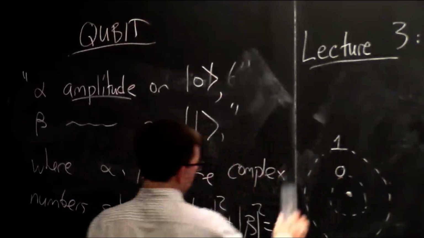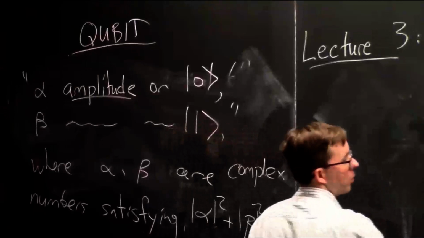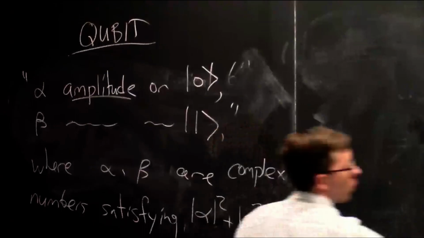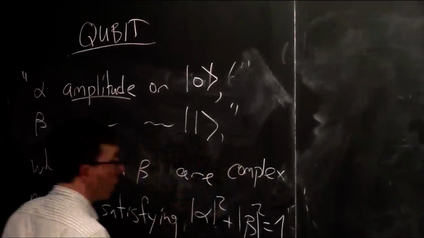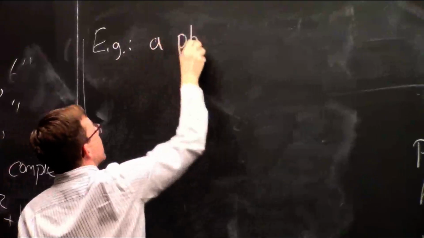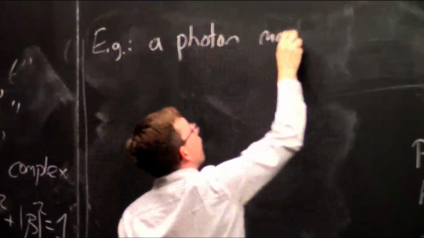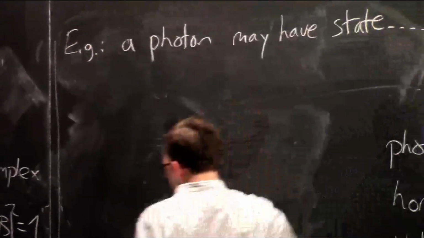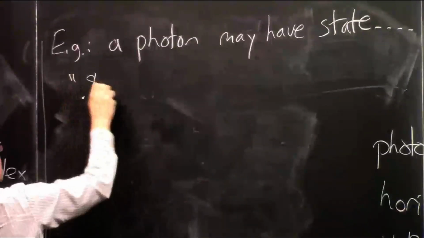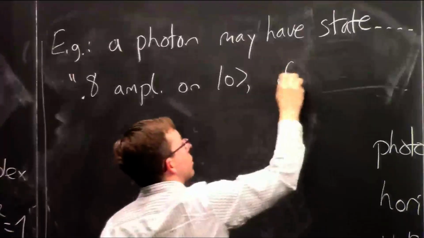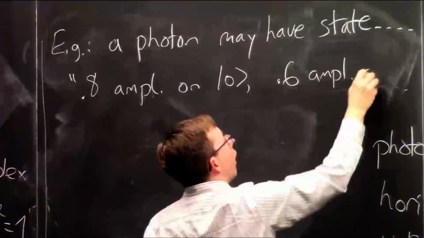So, for example, just for concreteness, stick with this photon and polarization, where 0 means horizontal polarization and 1 means vertical polarization. If you have a photon hanging out, it might have a state like 0.8 amplitude on 0 and 0.6 amplitude on 1.